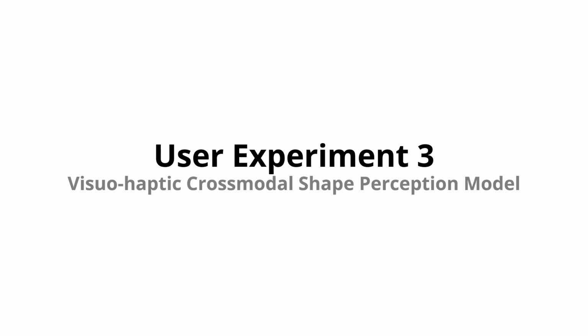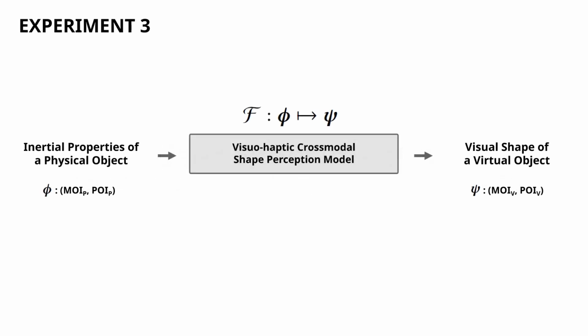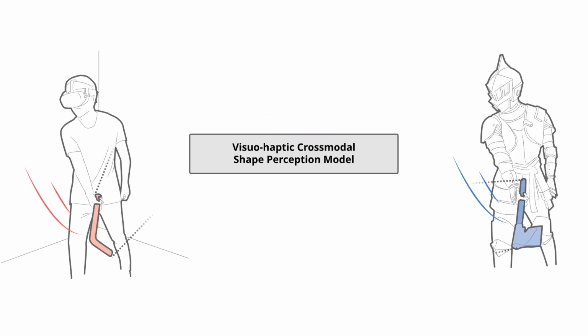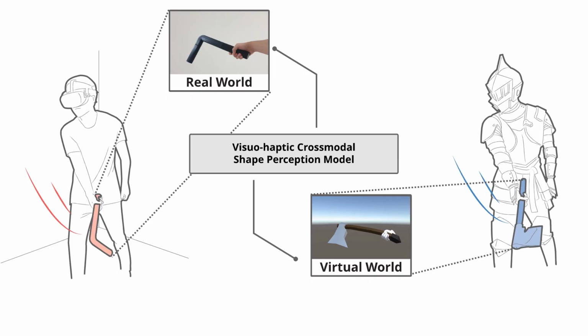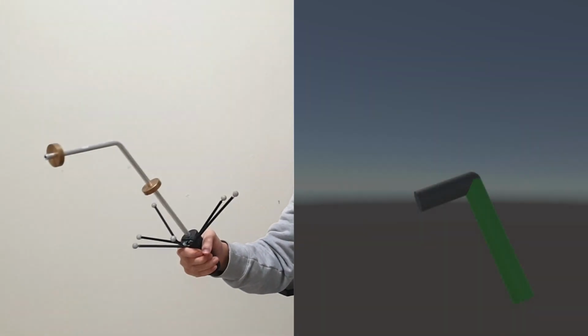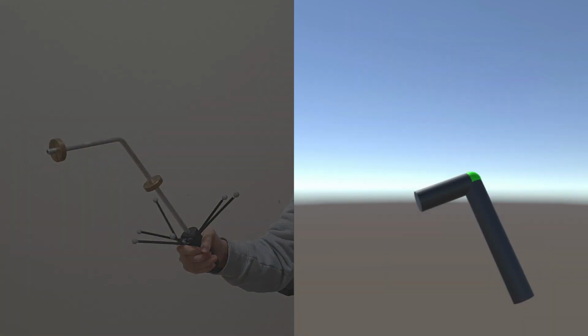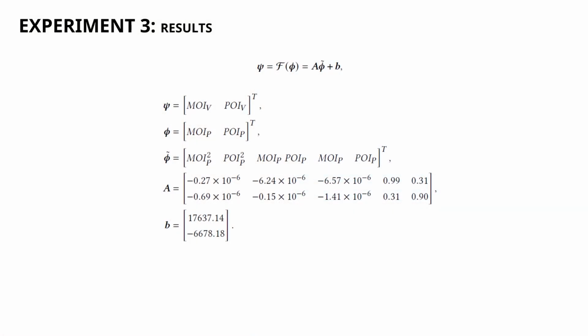We conducted the 3rd experiment to build a visuo-haptic crossmodal shape perception model. This model includes the properties of a handheld object as input variables, and the properties of a virtual object as output variables. This model suggests the best visual shape of a virtual object that matches the perceived attributes of a physical object, such as a shape-changing controller. The experiment was designed using crossmodal magnitude production. We obtained a regression model that explains haptic to visual shape perception.